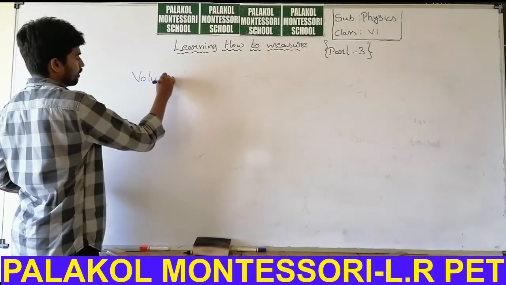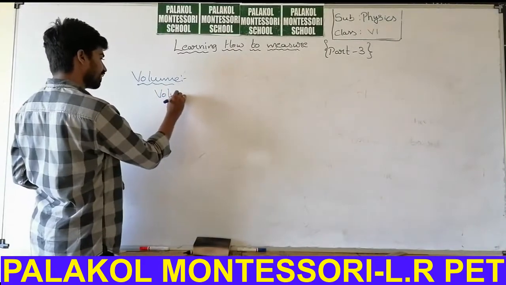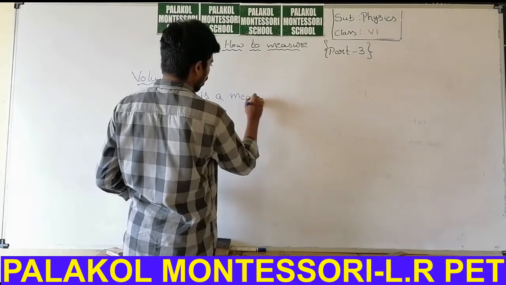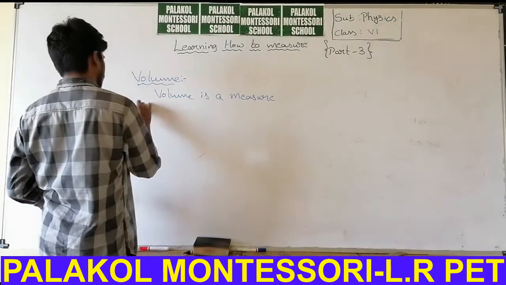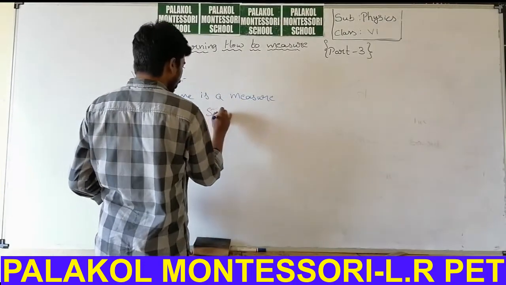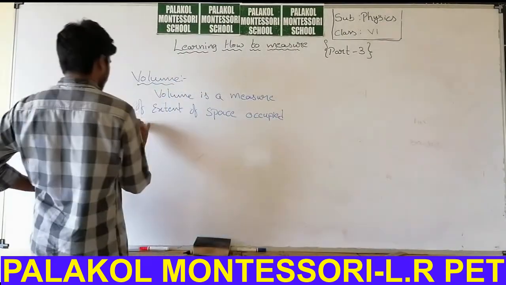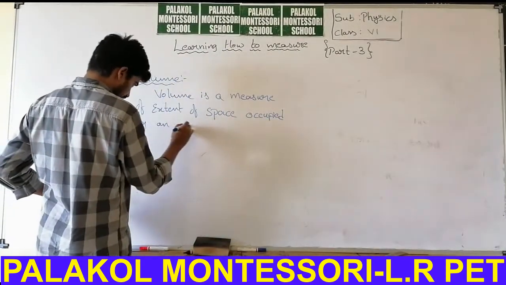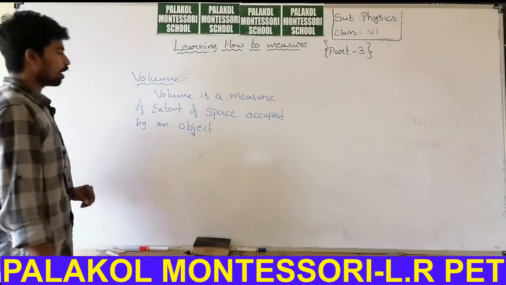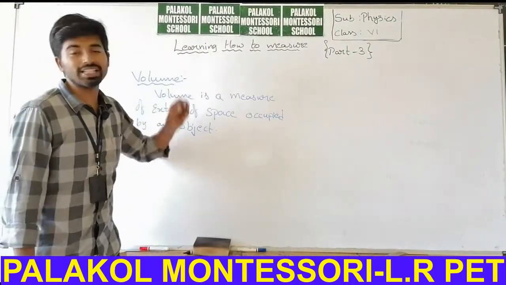Volume. So volume is a measure of the extent of space occupied by an object. So what is the difference you have noticed between the definition of area and volume? In the definition of area, it is the extent of plane surface occupied.